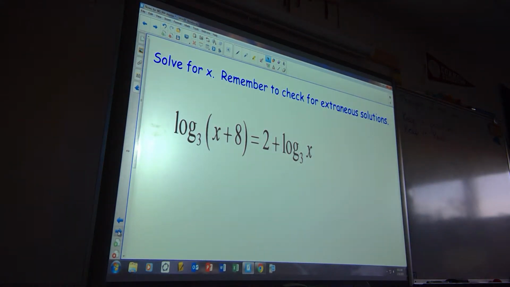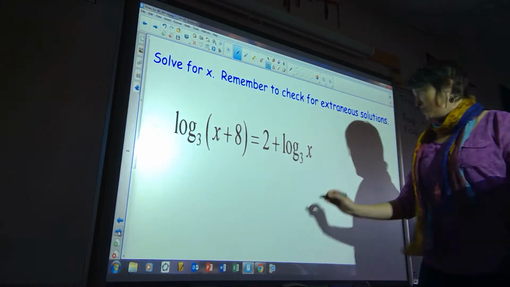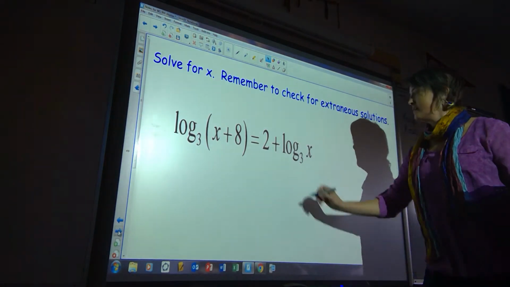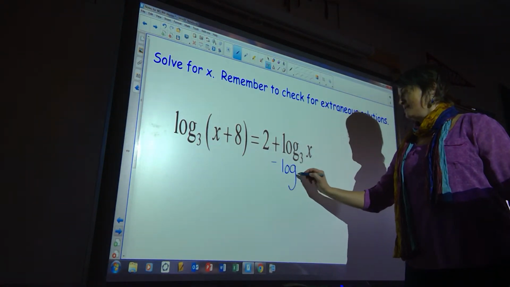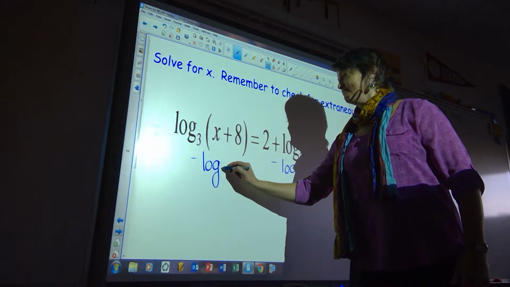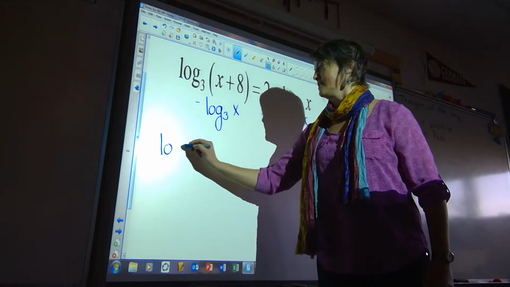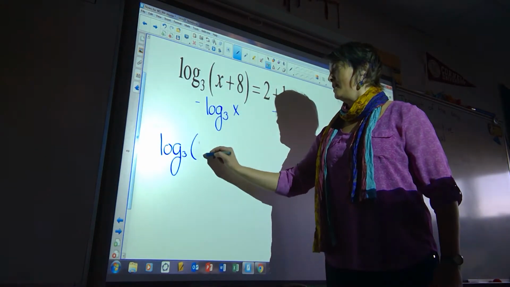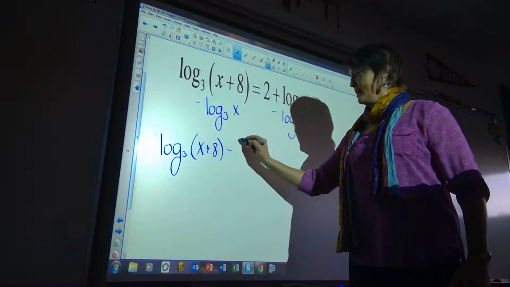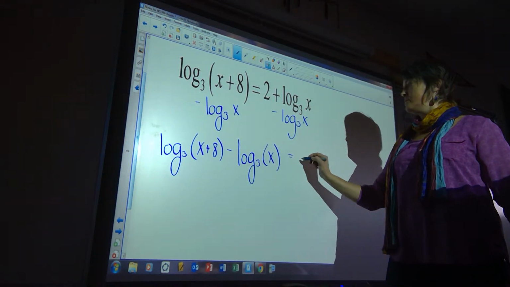All right, so this one has only 2 logs. They're on different sides though, so let's put them on the same side, condense them together. And in order to do that, I would subtract this log over. So that's going to look like this. Log base 3 of x plus 8 minus log base 3 of x equals 2.